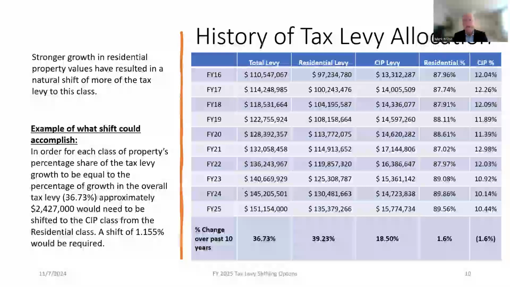You could accomplish that, to equalize that, by adopting a split tax rate of 1.155. And that would result in about $2,427,000 being shifted from the residential class to the CIP class. Again, not a recommendation, just an illustration as to what a community could accomplish with adopting a split tax rate if that were their tax policy.